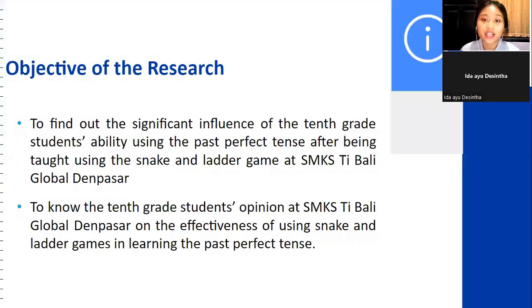There are two objectives of this research. First, to find out the significant influence of the 10th grade students' ability using the past perfect tense after being taught using the snake and ladder game at SMK STI Bali Global Denpasar. And second, to know the 10th grade students' opinion at SMK STI Bali Global Denpasar on the effectiveness of using snake and ladder games in learning the past perfect tense.